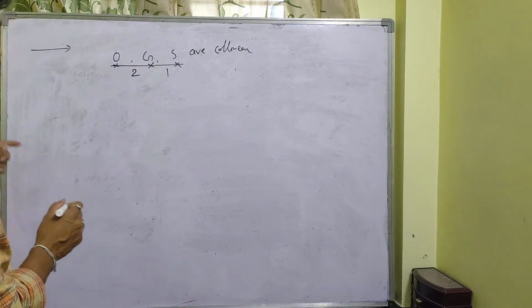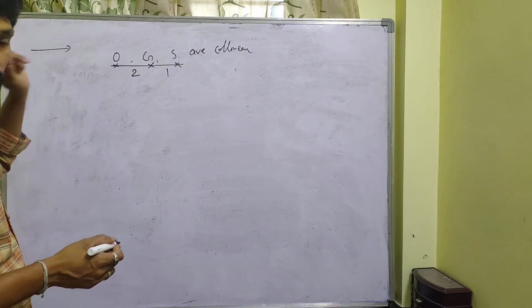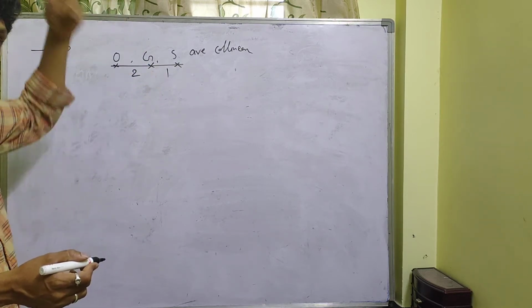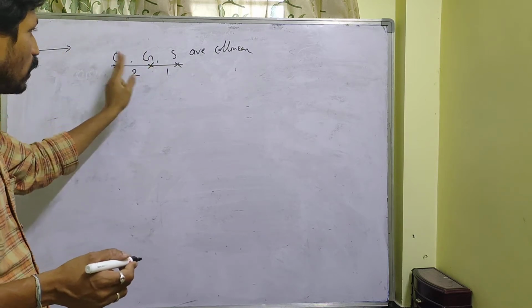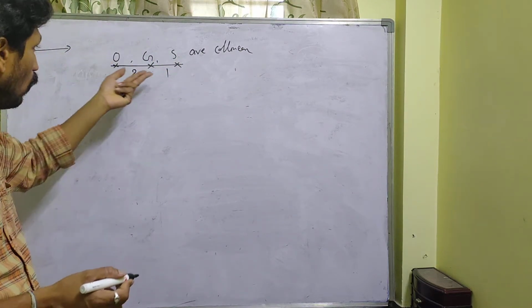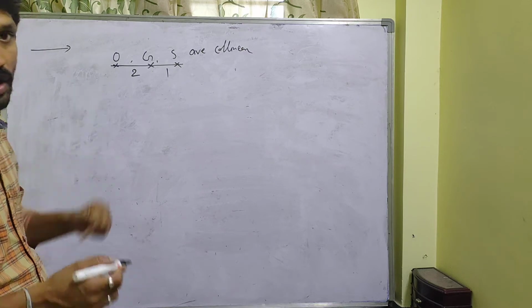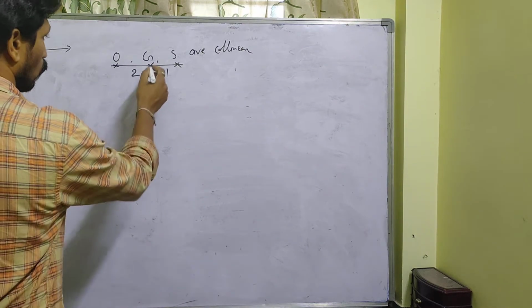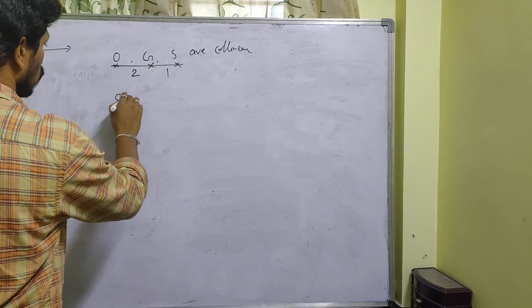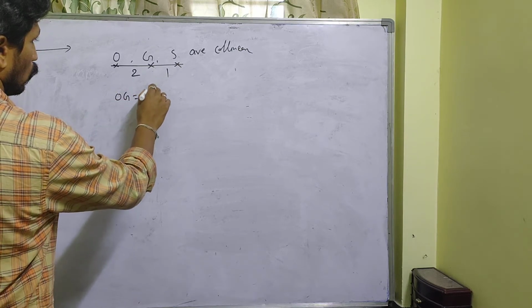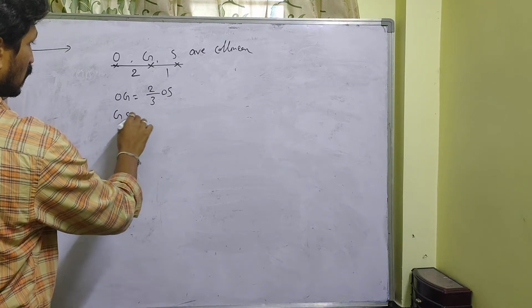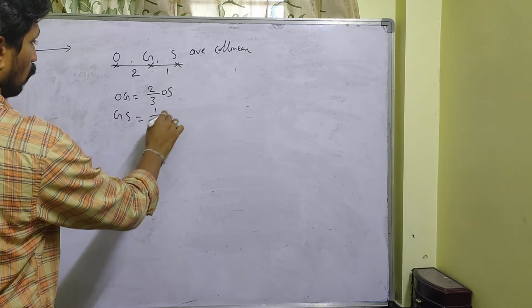Very important. Centroid divides the median in the ratio 2:1 from the vertex side. In the same way, centroid divides orthocenter and circumcenter in the ratio 2:1 from the orthocenter side. So by this, what can you say? OG is equal to 2/3 of OS. Next, GS is equal to 1/3 of OS.